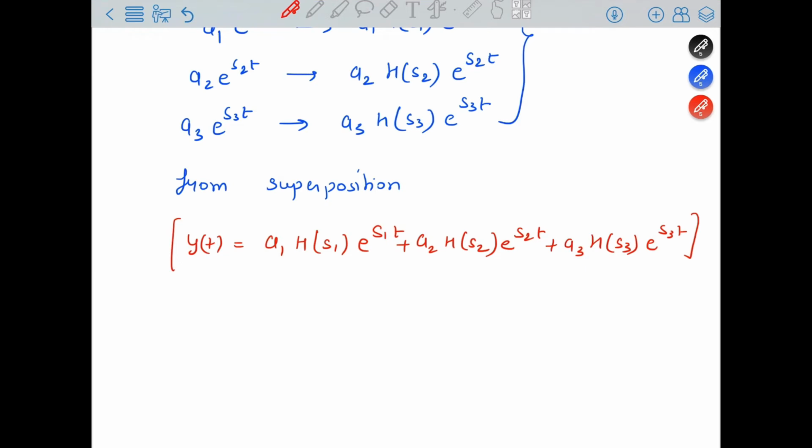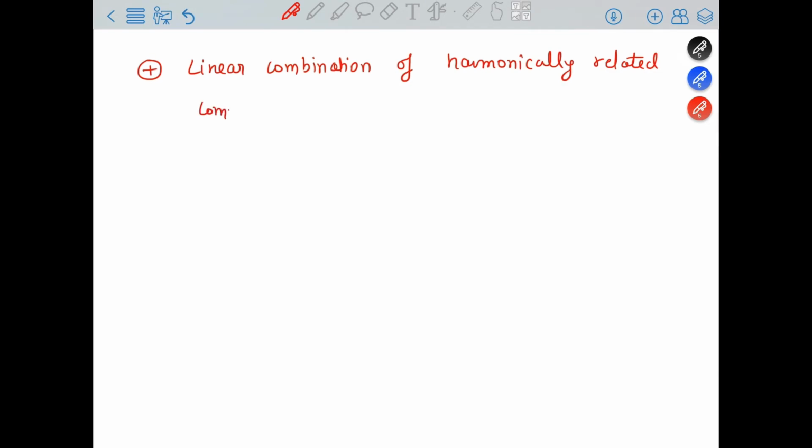So this is all about eigenvalues and eigenfunctions. Now we will discuss the linear combination of harmonically related complex exponentials. So in this module we will discuss linear combination of harmonically related complex exponentials.